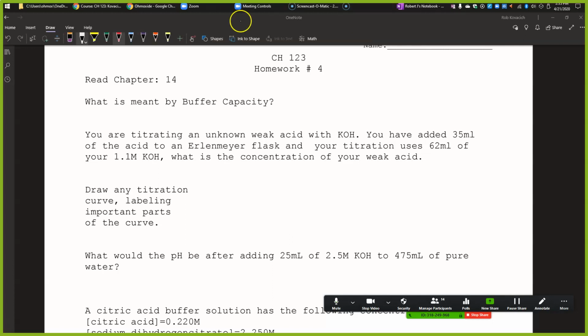Alright, so what do we mean by buffer capacity? What do you got here? The amount of acid or base a buffer will accept before it changes the pH. Anybody want to modify that a little bit? It's the amount of acid or base it can contain without significant change. I like if you add significant to your change in pH, that's good, because any addition is going to change the pH a little bit.